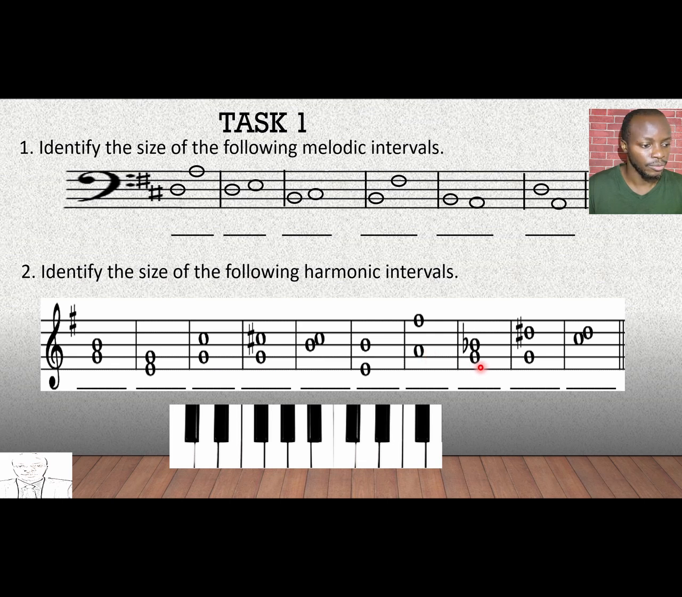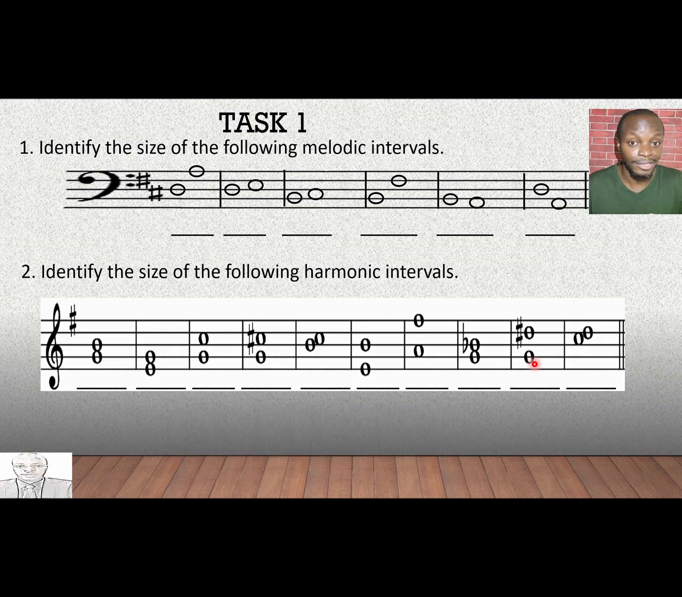So let's go to this one, G and B flat. That's a 3rd because you have 3 notes between them. So from G to D sharp, that's the 5th because you have 5 notes between them: G, A, B, C, and D sharp. Let's go to the next one, that's C to D. Dissonance, right? So it's a 2nd.